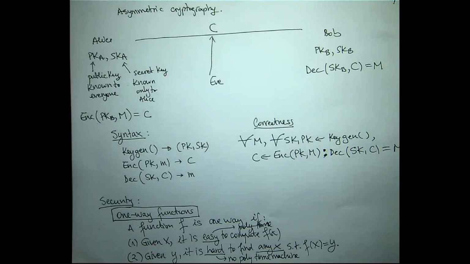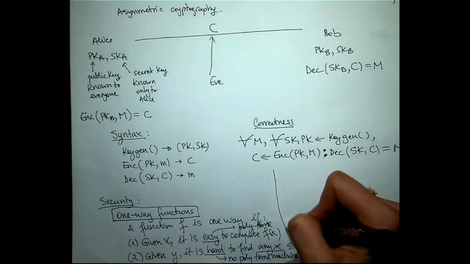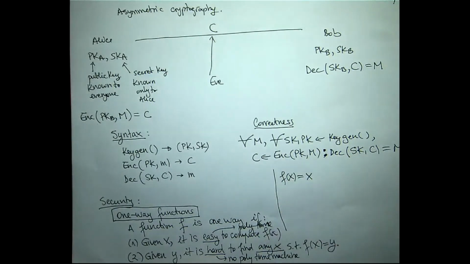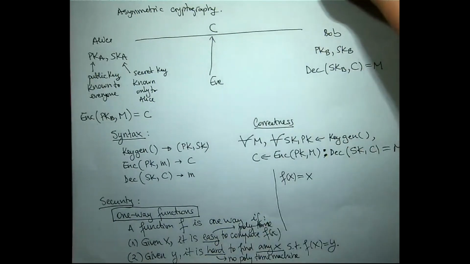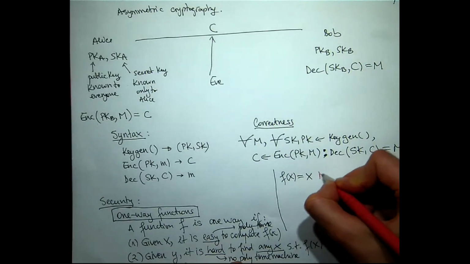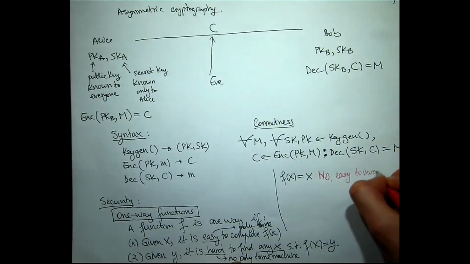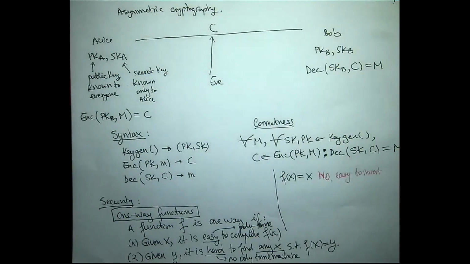So let's see some examples and let's see if they are one-way functions or not. Let's take f of x equals x. Is this a one-way function? No. Why? Yeah, exactly. It is easy to invert. So no, easy to invert.